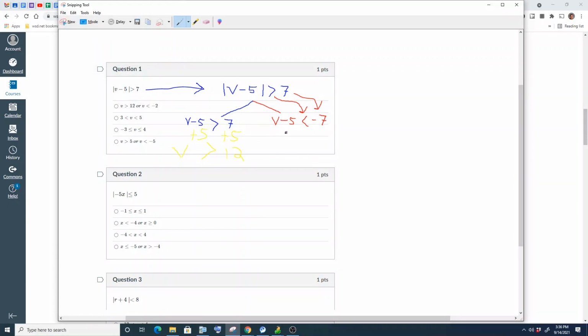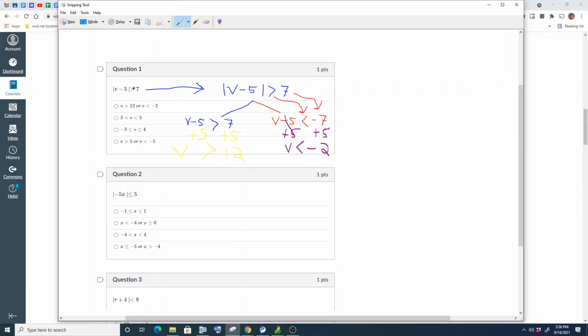Okay, so now this time we're going to add 5 again. But this time we're adding 5 with a negative 7, not a positive 7, but a negative 7. And so we go ahead and get v is less than, and then negative 7 plus 5. Do you remember what's negative 7 plus 5? Take a guess. Negative 2. Nice, good job. Negative 2. There we go.